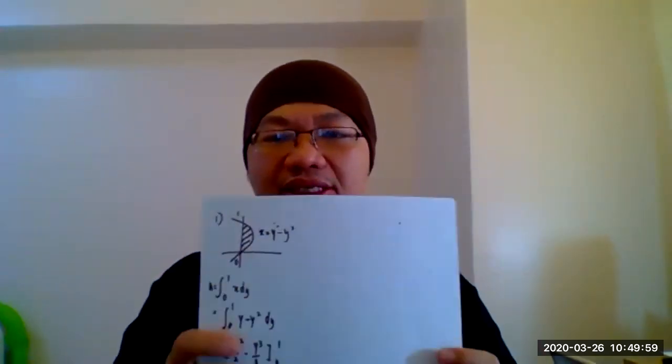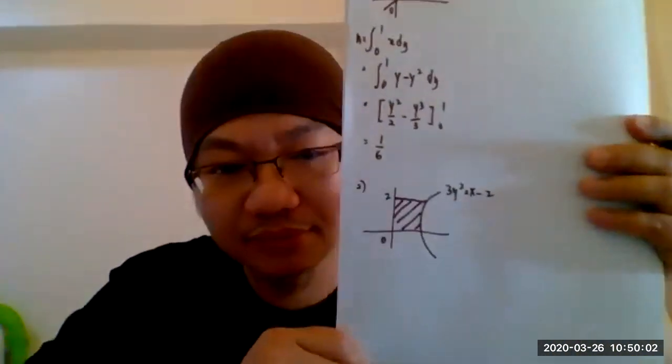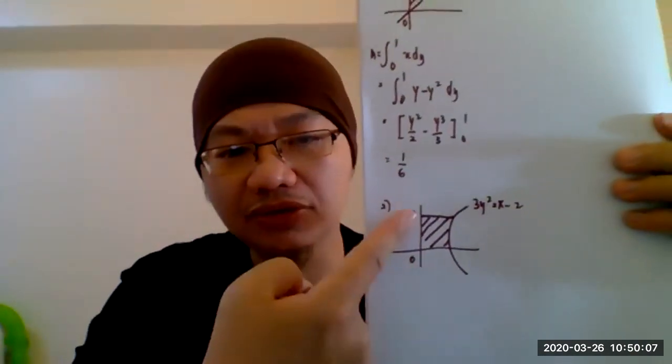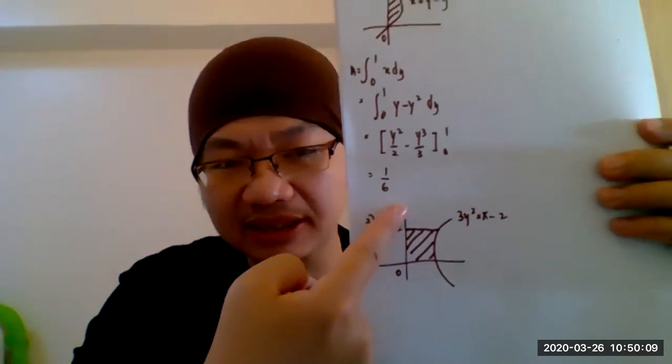Cantik gambar ini. The shaded region is located still on the first quadrant. Okay, so when we draw, I draw the curve. This is the shaded region from 0 to 2. 3y squared is 2x minus 2. Okay, this is the curve for question number 2. So if you look here, 0 to 2, the coordinates, this is the y axis.